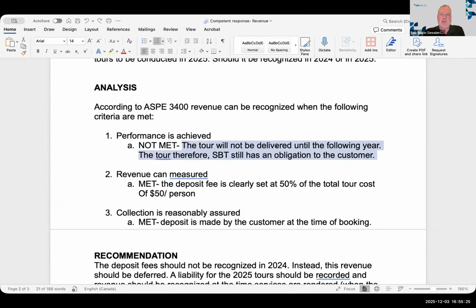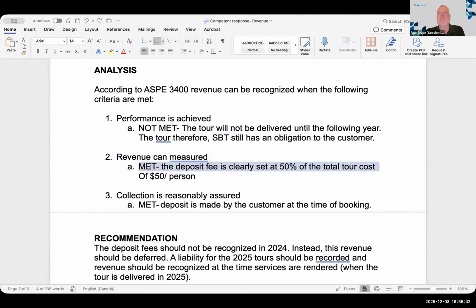So we see here the tour will not be delivered until the following year. The tour, therefore, SPT has an obligation to the customer. So that means that performance is not achieved. So we say not met. But even though that's not met, we still need to go on to all of the criteria to get to competent. And I've had a student ask me in the past, oh, well, if the first one's not met, can I save time by not assessing the rest of the criteria? The answer to that is no. You have to assess all of them to get to competent.